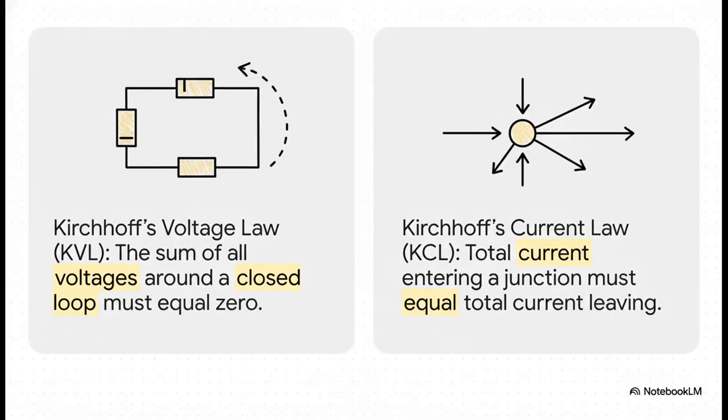So, Kirchhoff gave us these two golden rules. His first one, the voltage law, or KVL, is all about what happens when you go around in a closed loop. It's really a law about the conservation of energy. His second one, the current law, or KCL, focuses on what happens at a single point, a junction where wires meet, and this one is all about the conservation of charge.